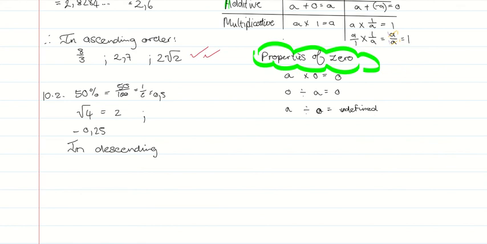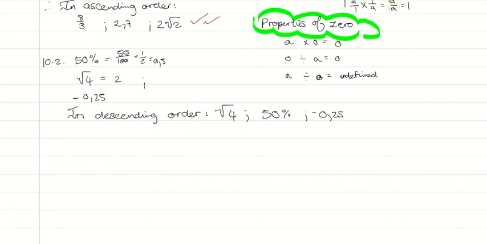All right. So your answer in descending order. In descending order, you write, and then you write. So my answer will be, the first one will be the square root of 4, and then 50%, and then negative 0.25. Everyone is with me with this? This was a very simple exercise. It is a bit of revision of the previous grades. So I trust that you won't have any problems with this.